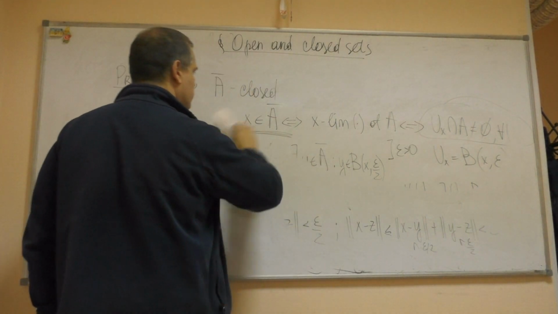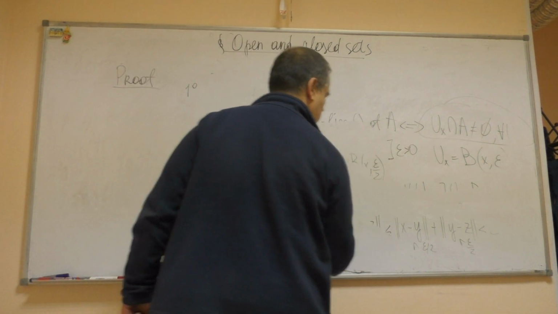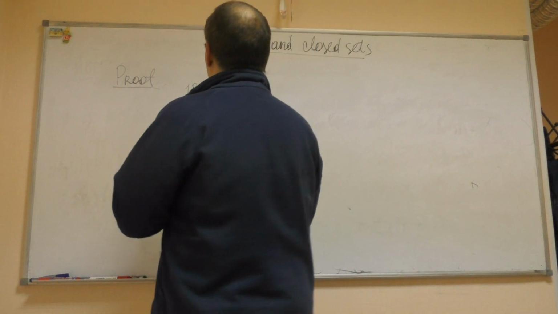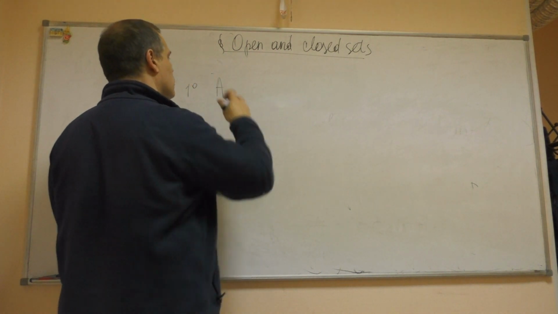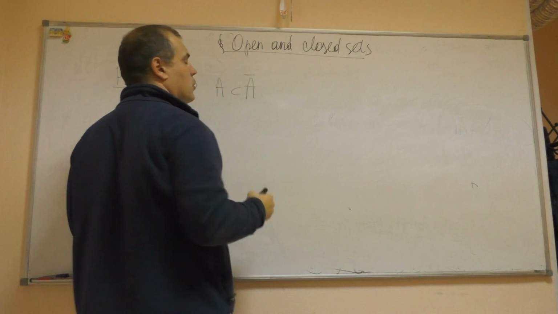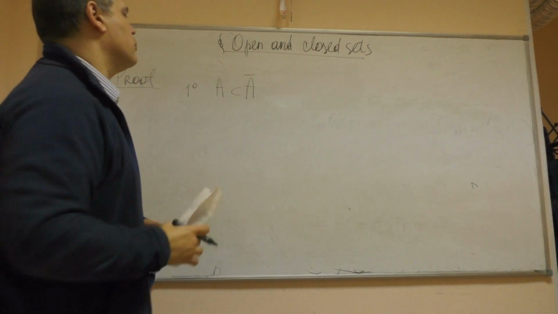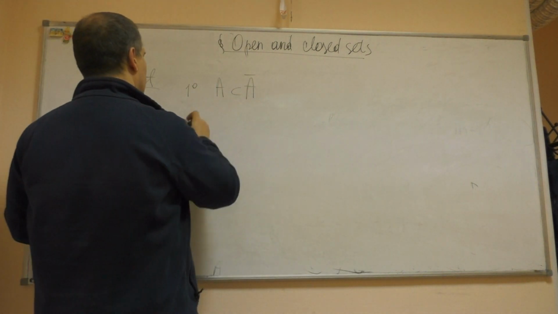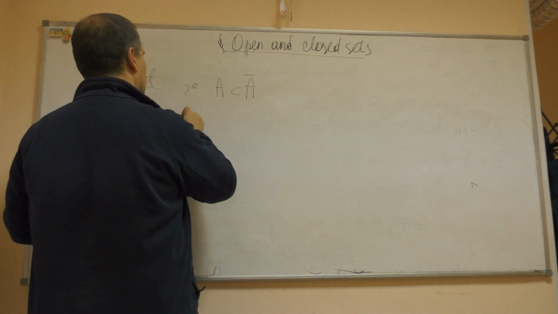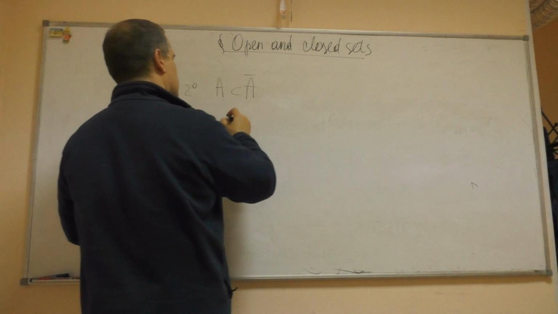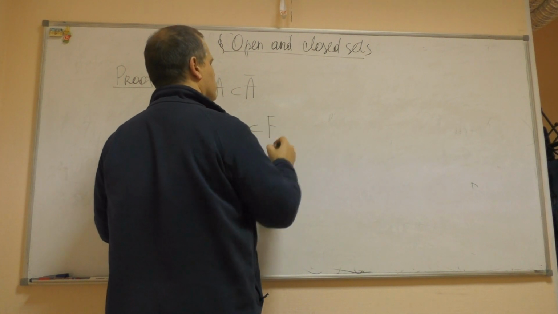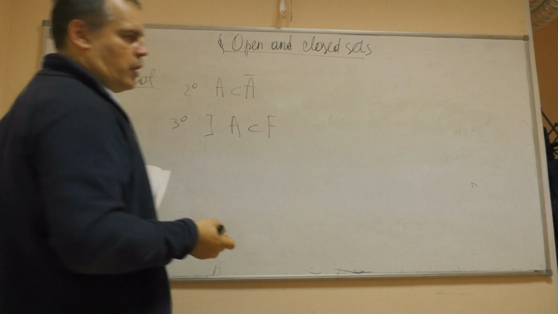The second part is obvious. We already admitted that all points that belong to a set are limit points. So the set belongs to closure. And the third part: let A belong to some closed set F. Actually, to any set F.